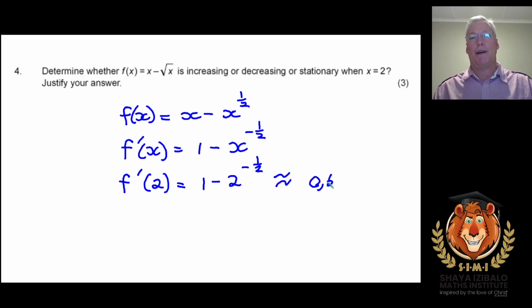Yes, about 0.65. Okay, now that is positive. And because it's positive, it means that we have a gradient sloping uphill, which means that the function is increasing. Positive gradient means that the function is increasing. Okay, so we've successfully answered that question.